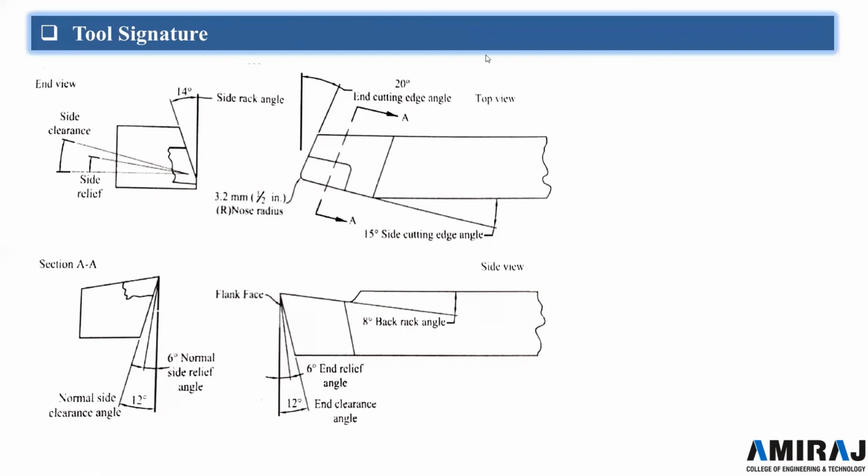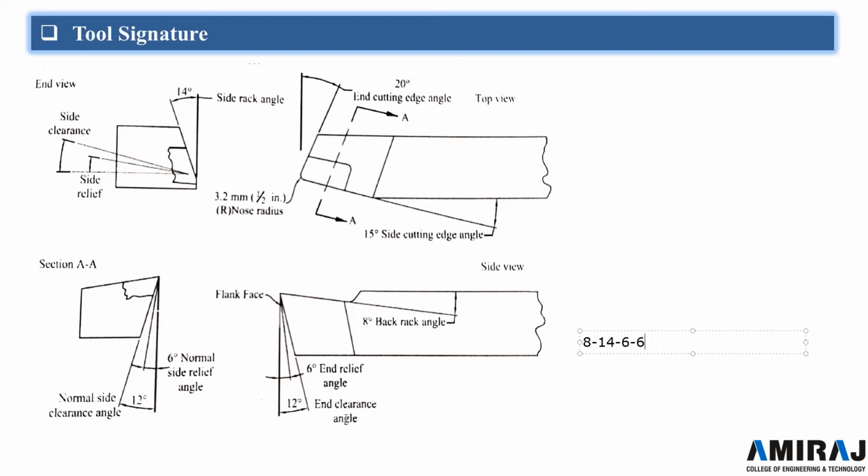So there is a proper sequence of writing these angles. First there will be the rake angle, and suppose the example is taken. We have to write first the back rake angle, that will be here, it is 8. This will be the back rake angle. Then there is the side rake angle, here you can see, that is 14 degrees. Then we write down the relief angles, in which we have to write first the end relief angle, that is 6 degrees, and the side relief is also 6. So they will be both the same.